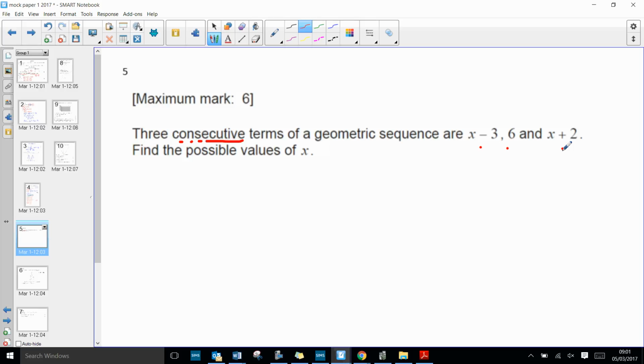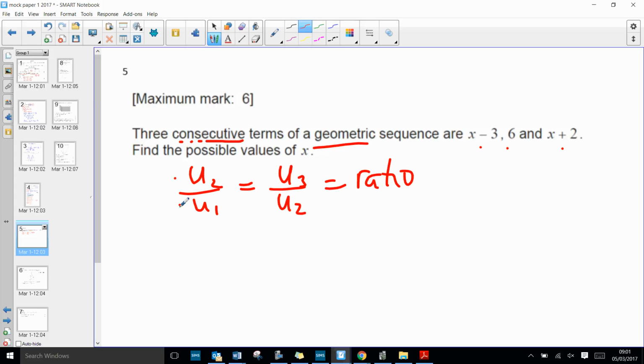Well, if there are consecutive terms, then we know that u2 divided by u1 has to also equal u3 divided by u2, because that would give us the common ratio. So remember, geometric terms are when they're multiplied by something. So the second term divided by the first would equal the third divided by the second, and so on and so forth. So 6 divided by x minus 3 has to equal x plus 2 divided by 6.